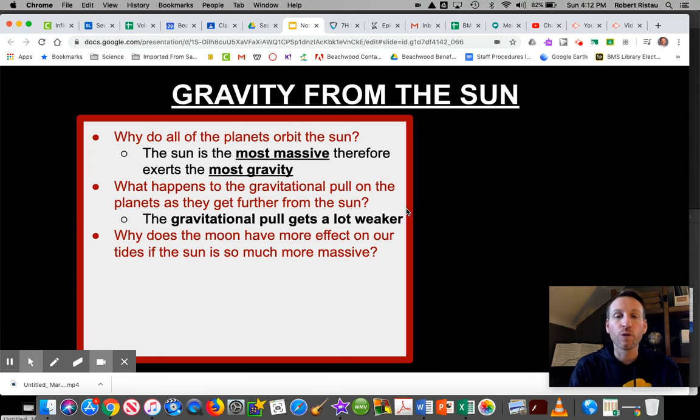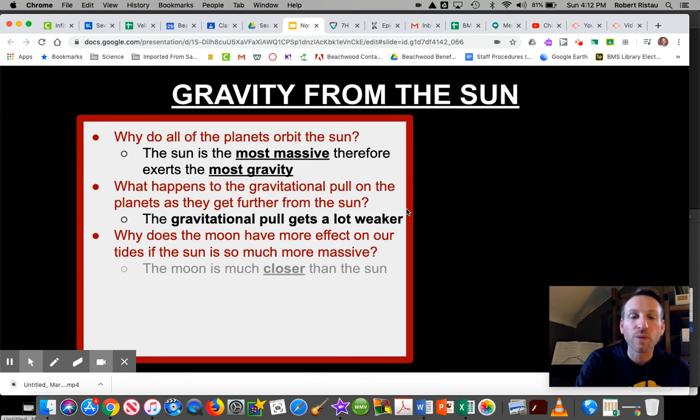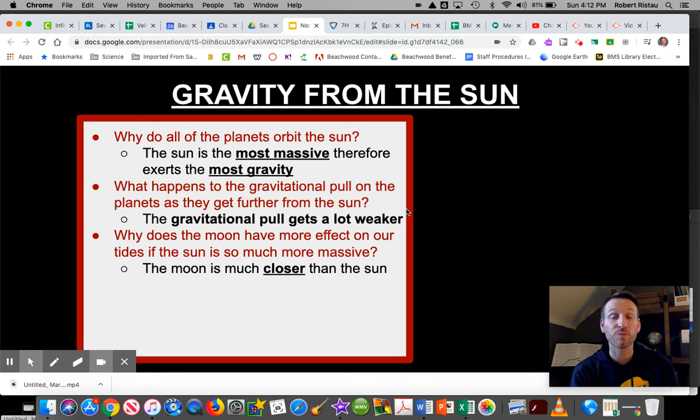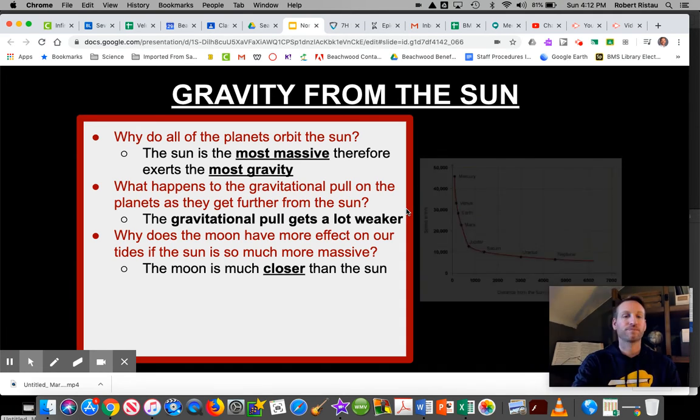Why does the moon have more effect on the tides? Well, I just answered that, right? We talked about it. Even though the moon is smaller, because it is so much closer to the Earth, it actually has a greater effect on the tides than the sun does. Okay. Same thing with you. You stay on our planet not because Earth's gravity is greater than the sun's. The sun's gravity is greater than Earth's because the sun is much bigger than Earth. But the reason you don't fly off of Earth and get pulled to the sun is because of the distance. You're on Earth, so you're being affected by Earth's gravity, not the sun's gravity.